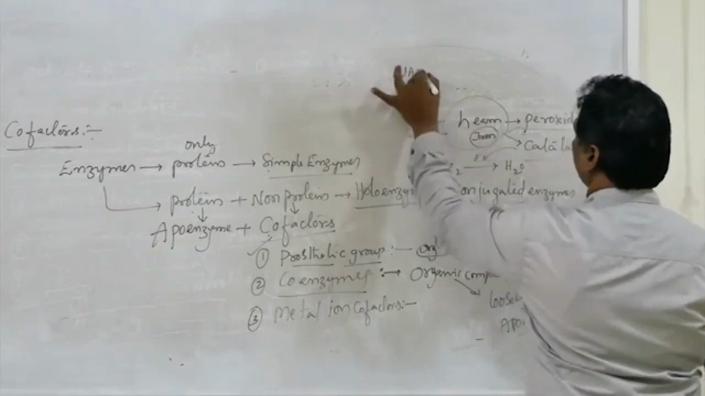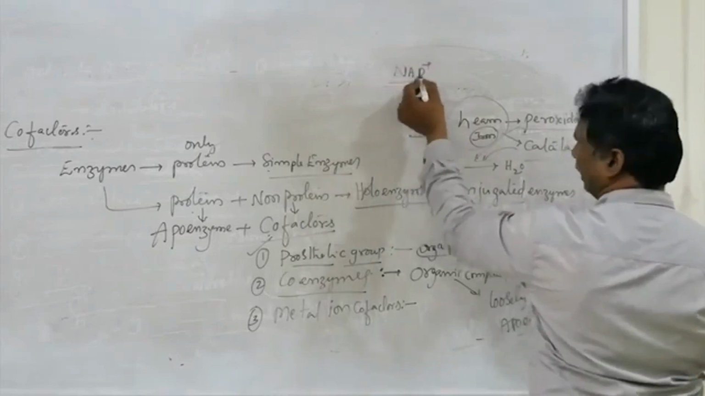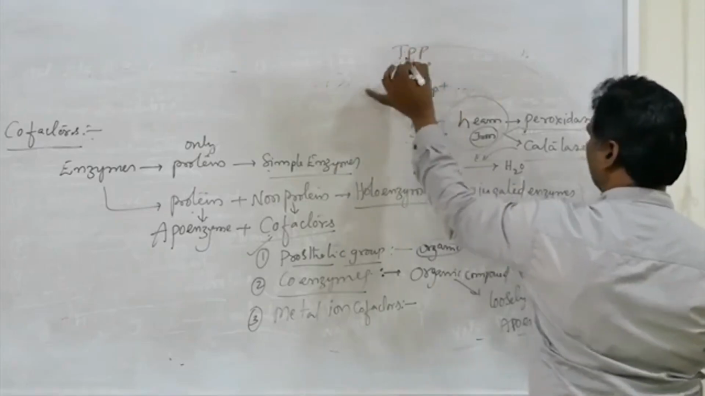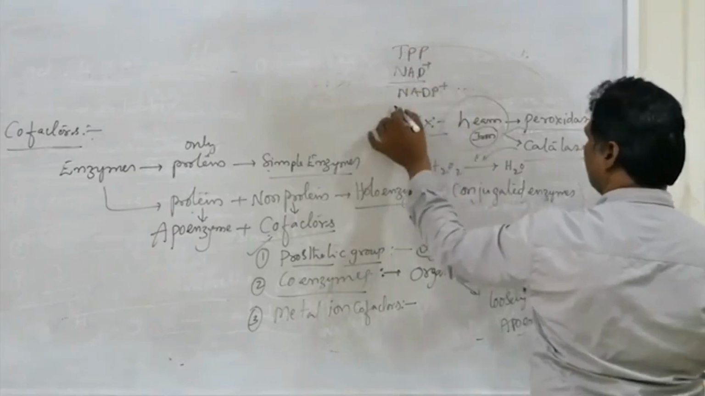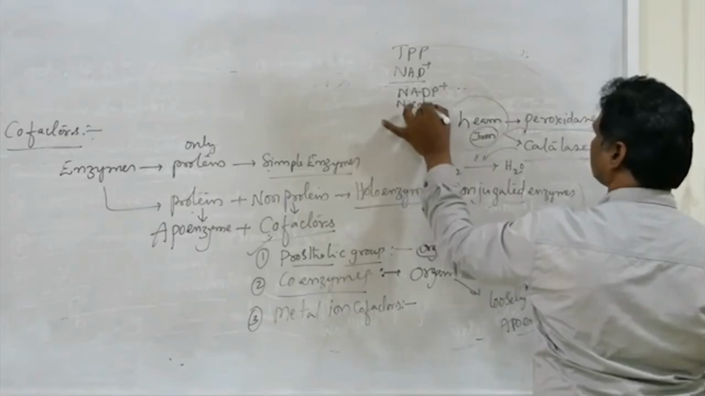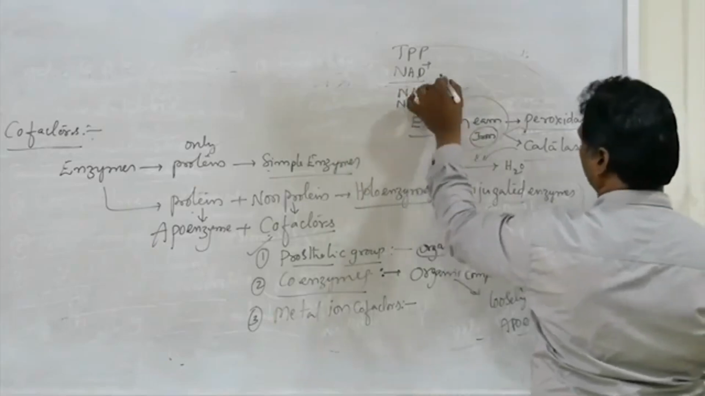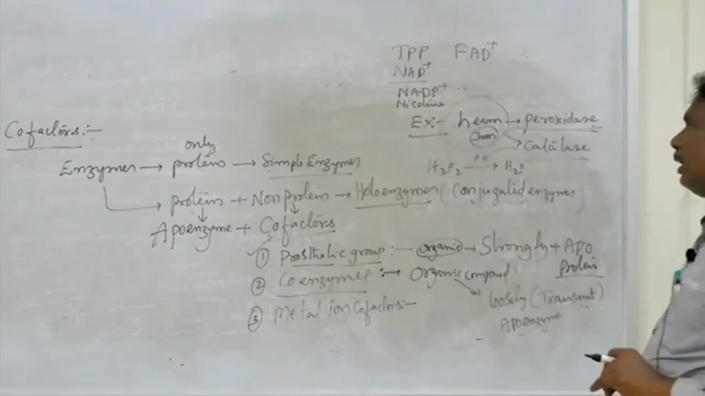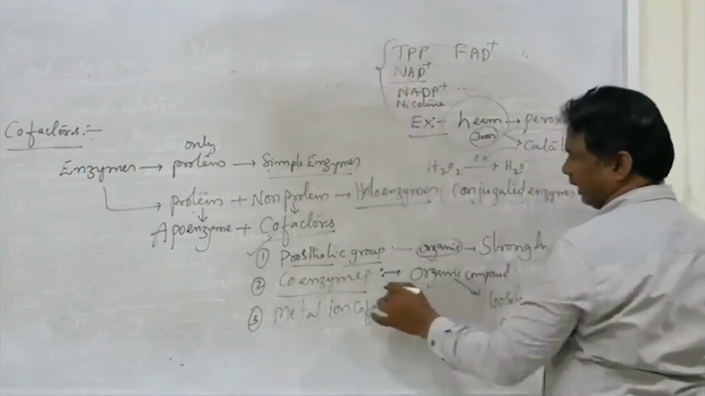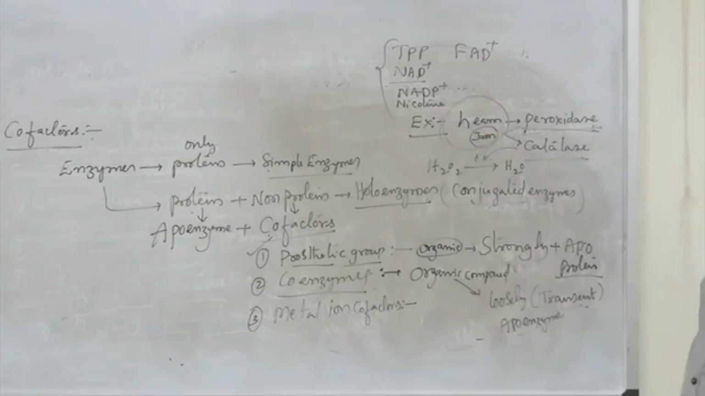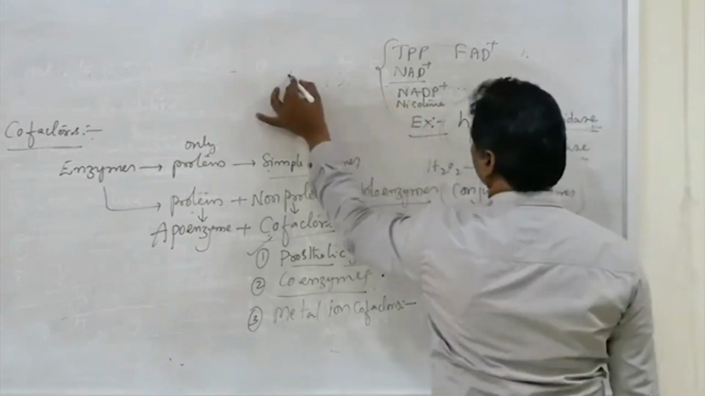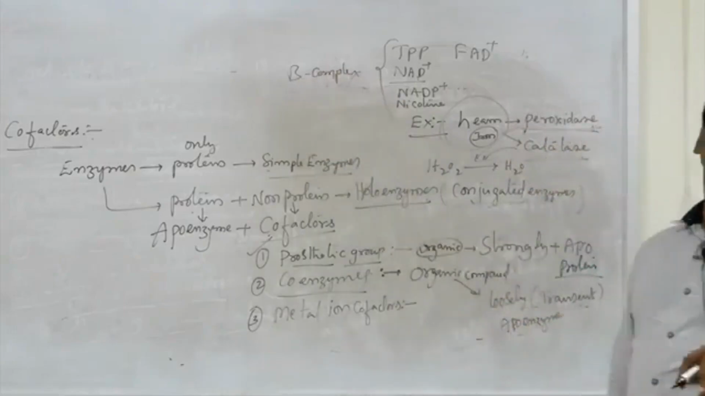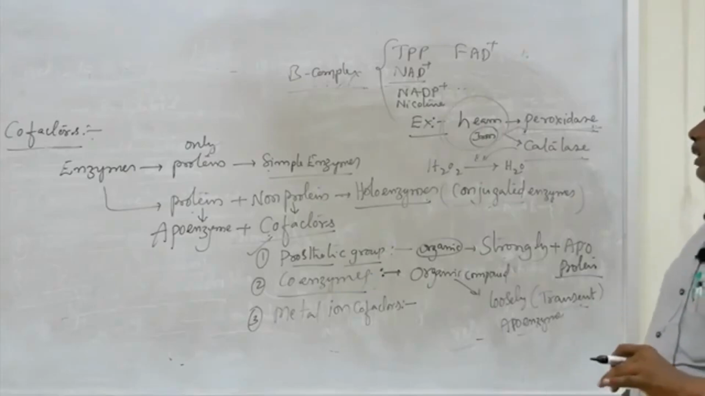Examples you know very well: NAD+, nicotinamide adenine dinucleotide, NADP, TPP, thiamine pyrophosphate, FAD, flavin adenine dinucleotide. All act as coenzymes. You may remember that it is not in the book. All are obtained from the degradation of B complex vitamins. These coenzymes are obtained from the degradation of the B complex vitamins.